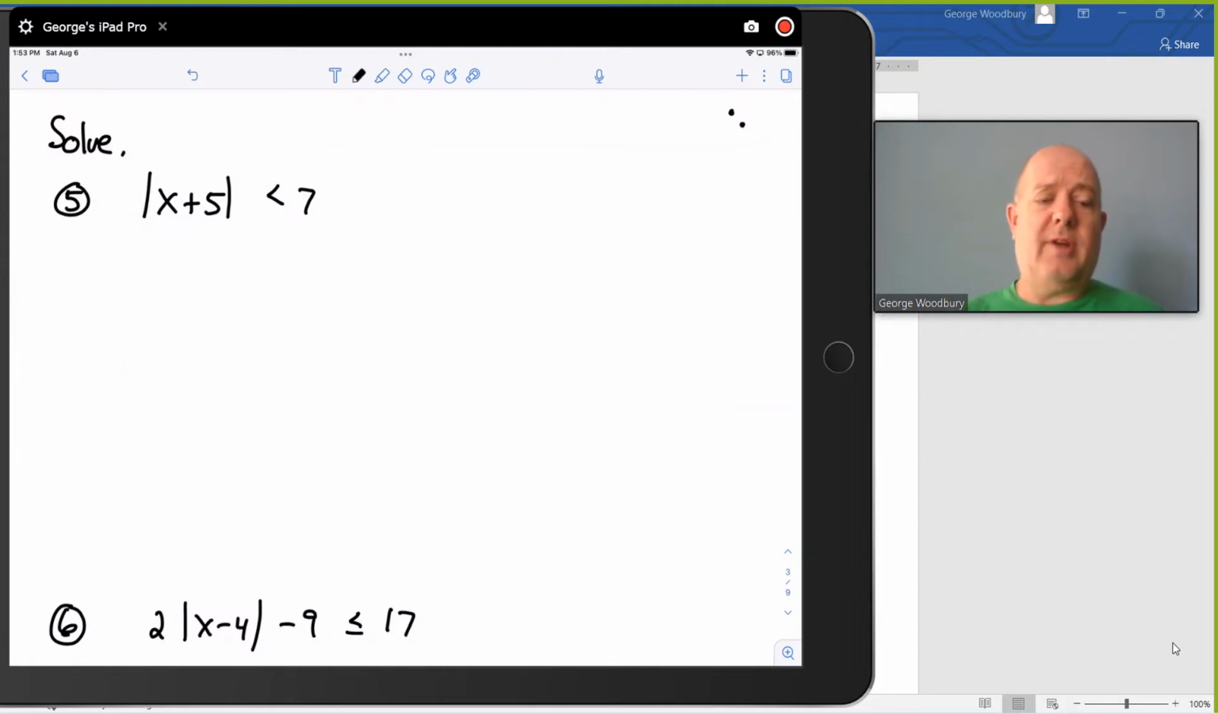In this video we'll talk about absolute value inequalities involving a less than sign, where we have an absolute value less than a positive number. So in this first problem, we've got the absolute value of x plus 5 is less than 7. I want you to think about what type of numbers have absolute values that are smaller than 7.